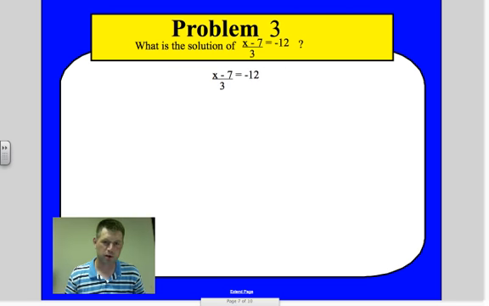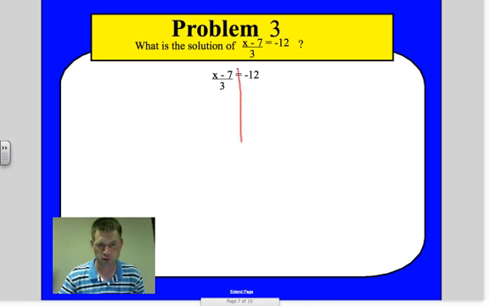Okay, so we get to problem number 3. Problem number 3, very similar to the rest of them. Again, we'll go ahead right away. I'm just going to go ahead and draw this line. This one does take a little bit of a turn because we have this grouping symbol here, that fraction bar. We actually have to do this 3 first. We got to get rid of that first.